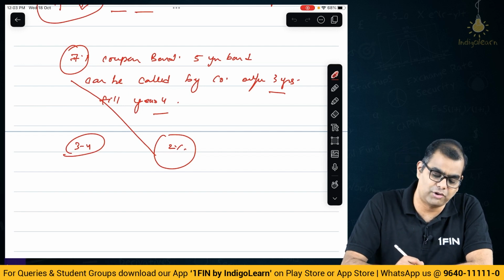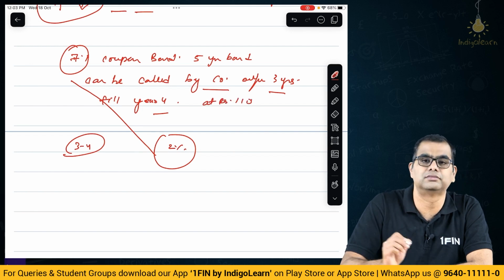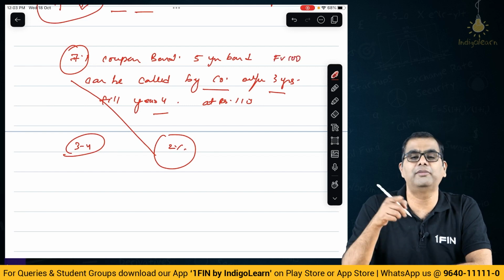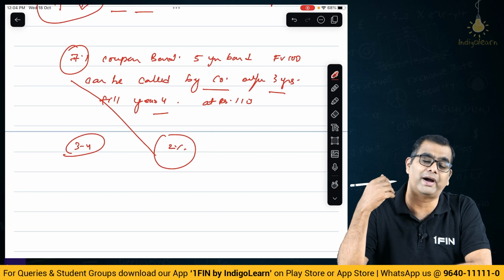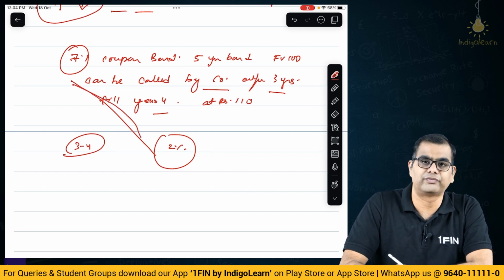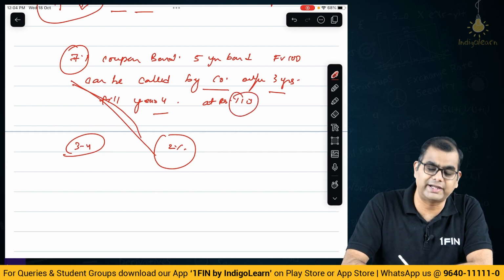But let us say the terms of the bond also say, the company can call back between year 3 and 4 at rupees 110. Even though the bond face value is 100, when you call back, it has to be called back at 110. That is, you have to buy it at a premium. So, when interest rates start falling, the bond price increases. But the bond price will increase till what point? Till it reaches 110.